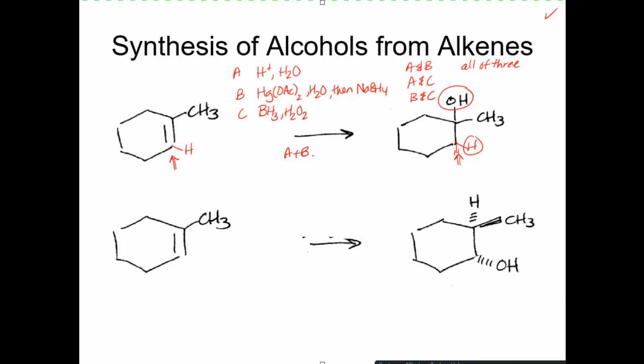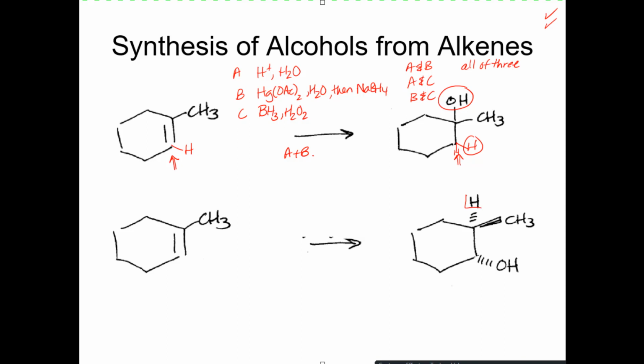Okay. So now let's look at the next one. I added H and OH across the double bond again. Same question. What reagent or reagents can I use to convert this methyl cyclohexene into this molecule? Okay, so when the video stops, go ahead and give me that answer.